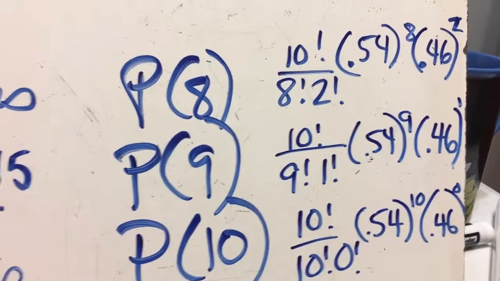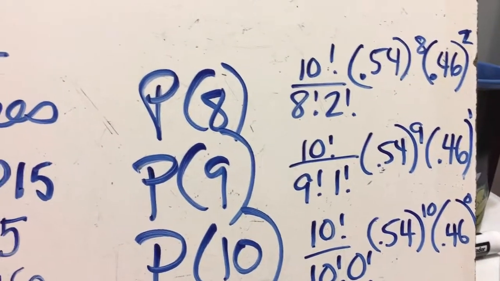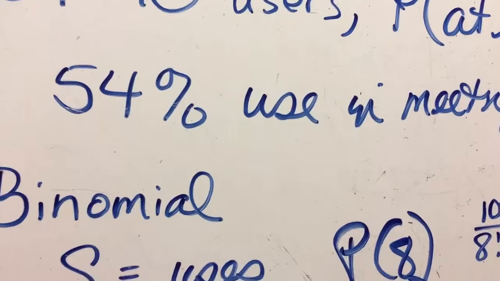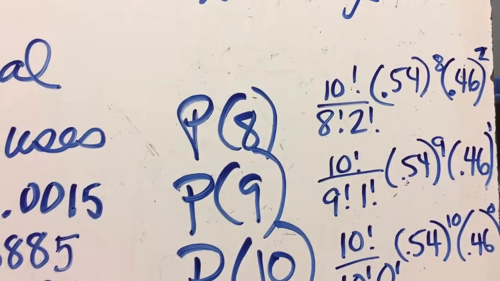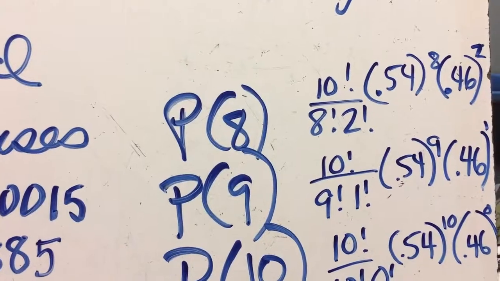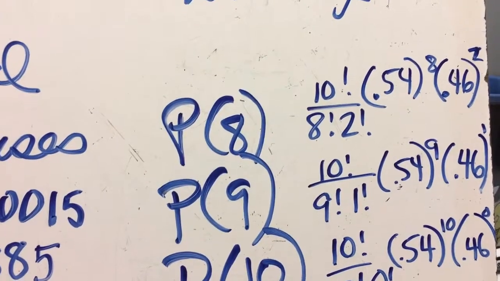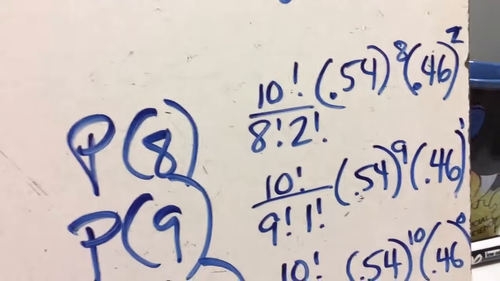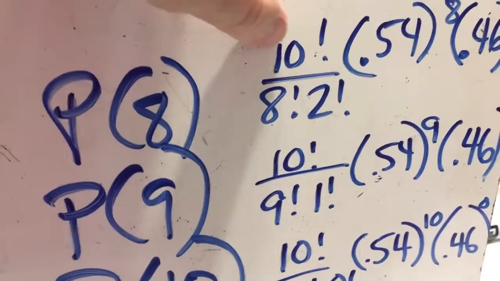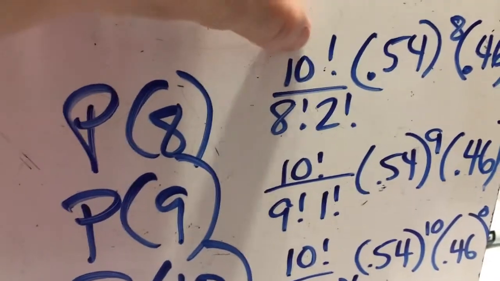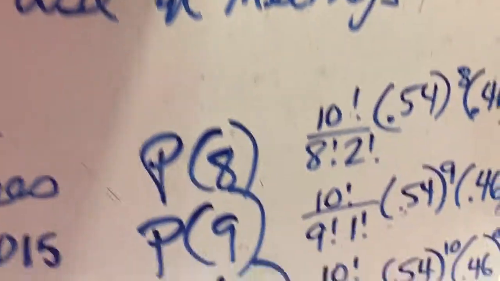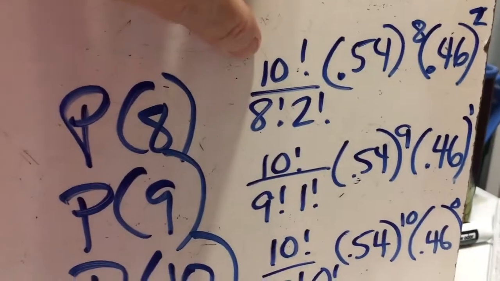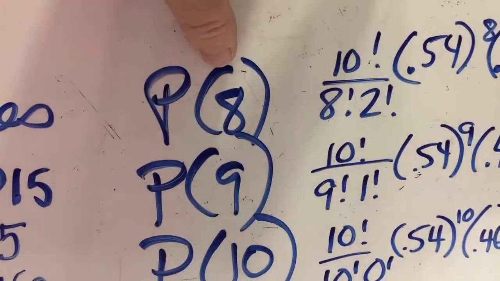It's got the probability of success, which here we're calling success, them using the phone in the meeting, so 0.54. And then we're going to put the 8 and the 2 because remember, this number here on your combination is going to be your total number, 10 users there. And then, so we put the 10 on the top. The 8 is what we're doing right here.